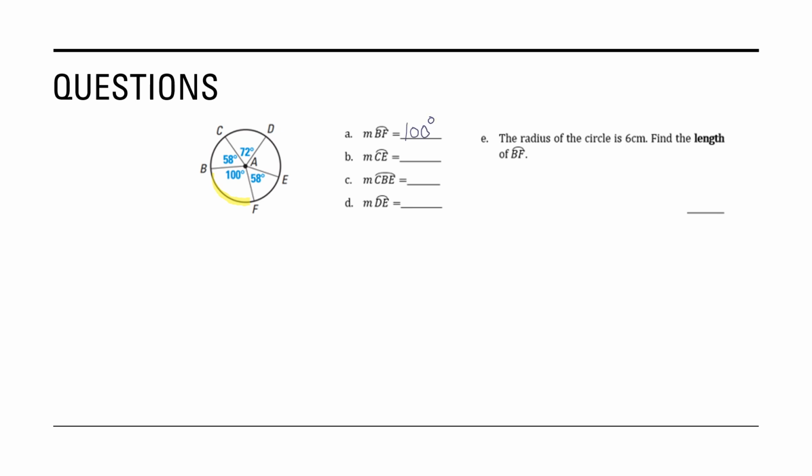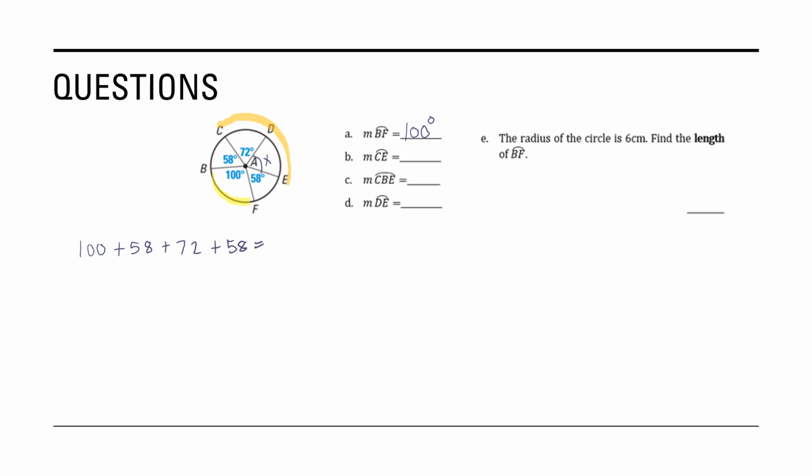Then it asks me to find the length of CE. So CE goes from, oops, I'm going to do the short way around because I only have two letters, so that assumes I'm going the short way around the circle. So CE would be from here to here, and the measure of CE would be 72, whatever this part is. So I'm going to call that X so I can figure out what that is. And I know that all the way around the circle would be 360. So I'm going to add 100 plus 58 plus 72 plus another 58.